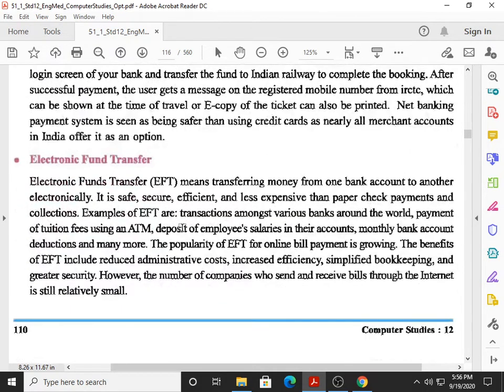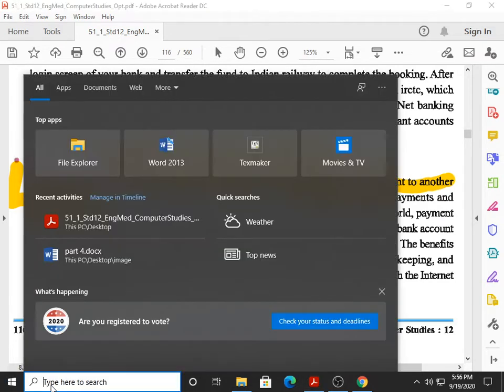Next, we have to go for electronic fund transfer. Now, electronic fund transfer means transferring money from one bank account to another. Okay, please be careful. Remember, we are talking about from one bank account to another electronically. They are saying from one bank account to another bank account, but electronically. Now, where is it helpful?